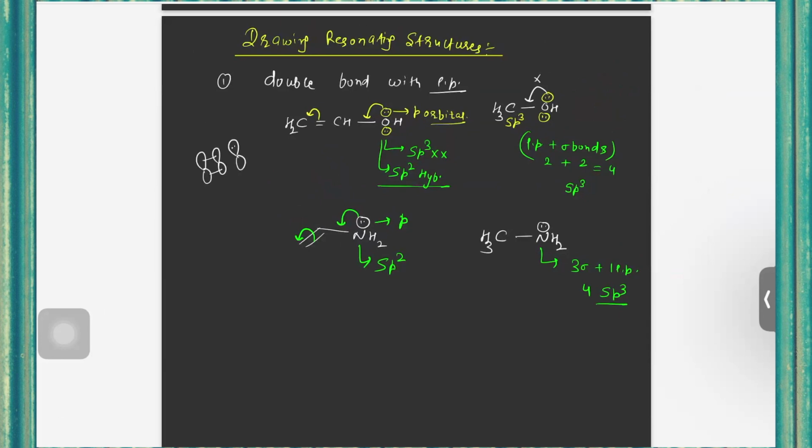Got it? Sir, yes. I understand the part where you said one p orbital is being used, so it would have a hybridization of sp2. I didn't understand the rest. Can you repeat it again?